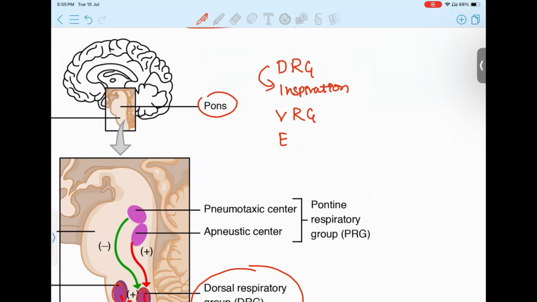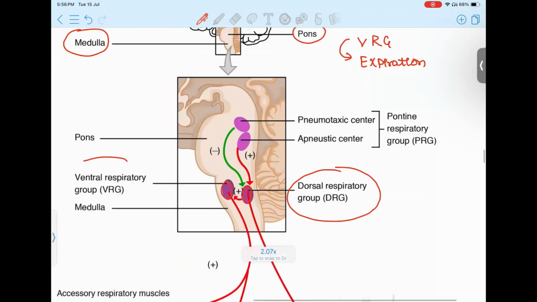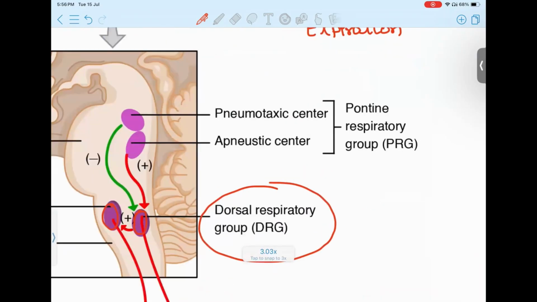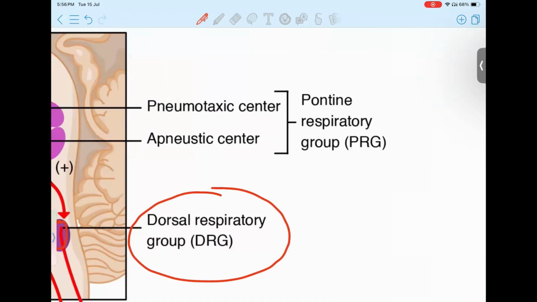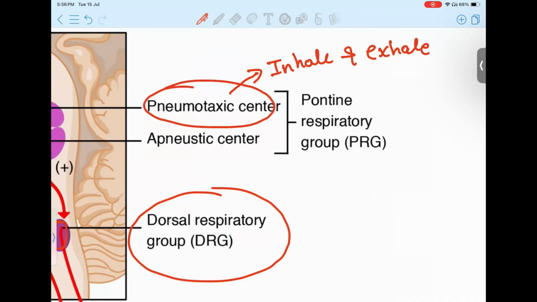And how about the VRG? VRG is going to maintain your expiration. So VRG is going to maintain your expiration, DRG is going to maintain your inspiration. And what about the pneumotaxic center and the apneustic center? The pneumotaxic center will maintain the inhale and exhale in the normal manner. Also remember, your pneumotaxic center is a pacemaker of the respiration.